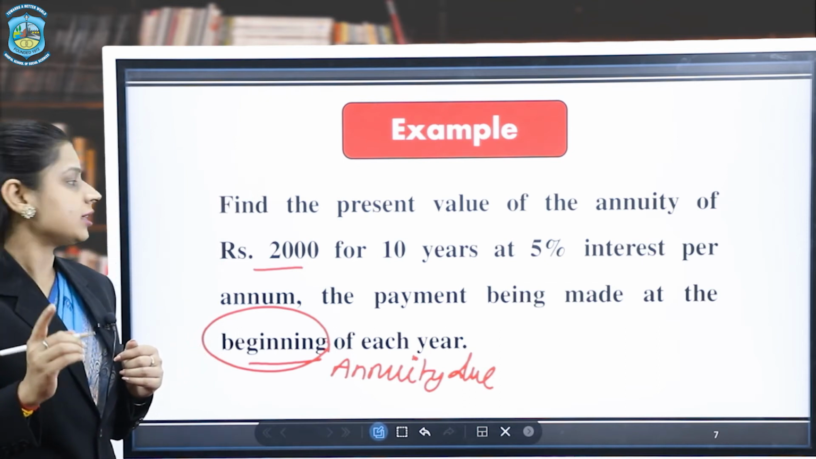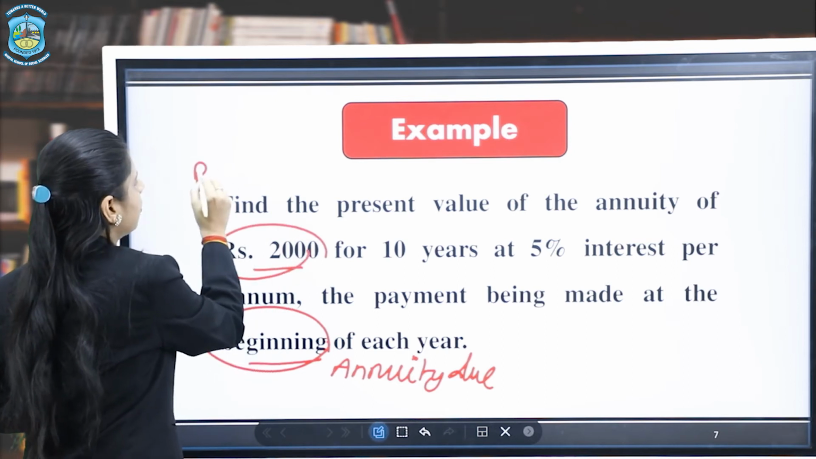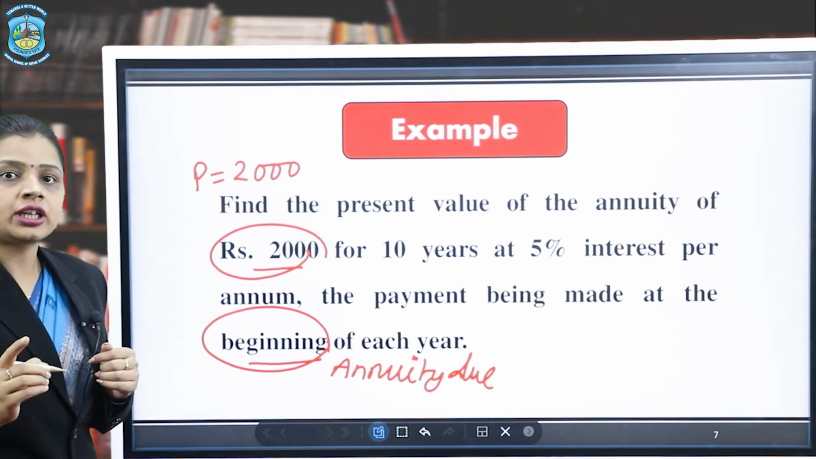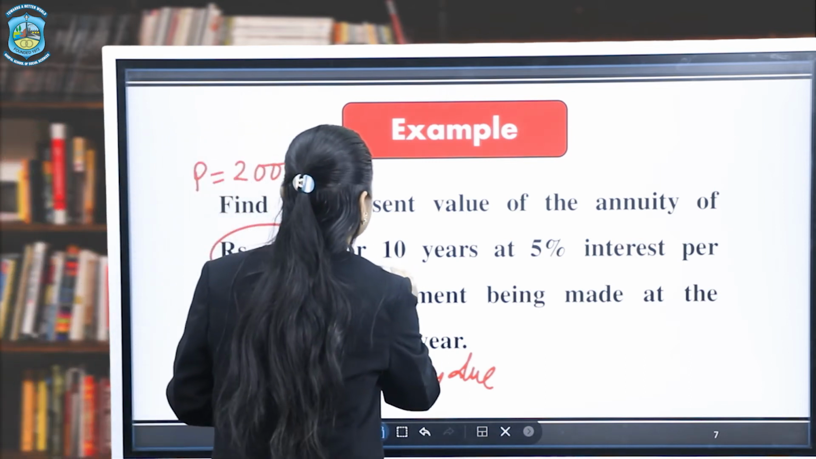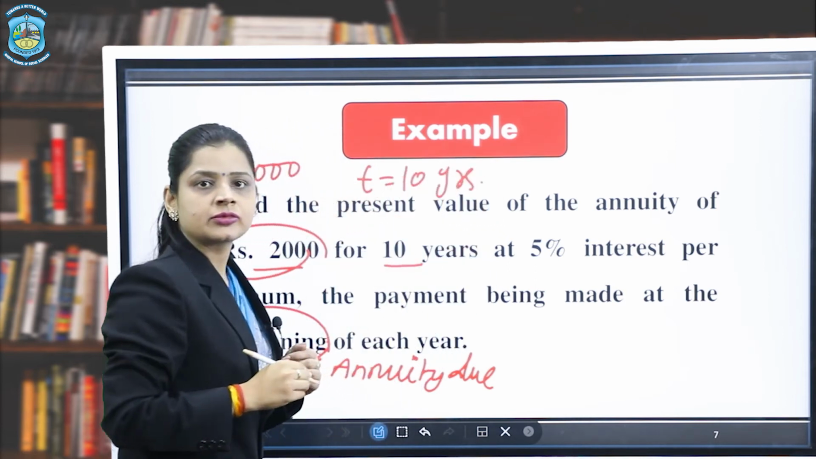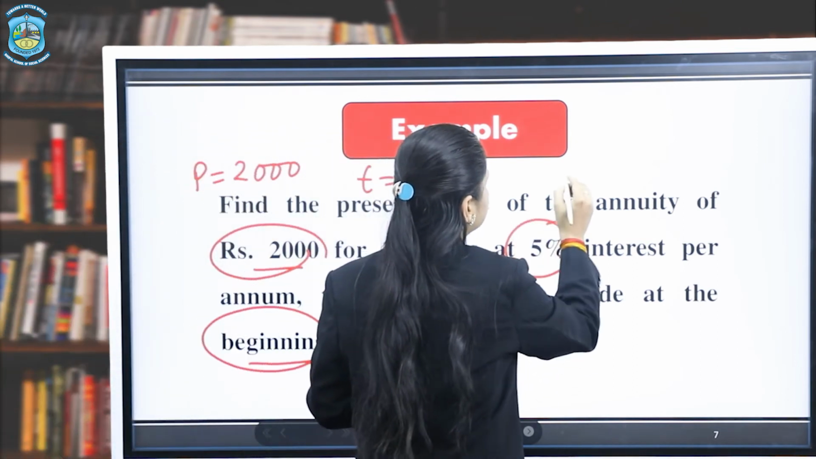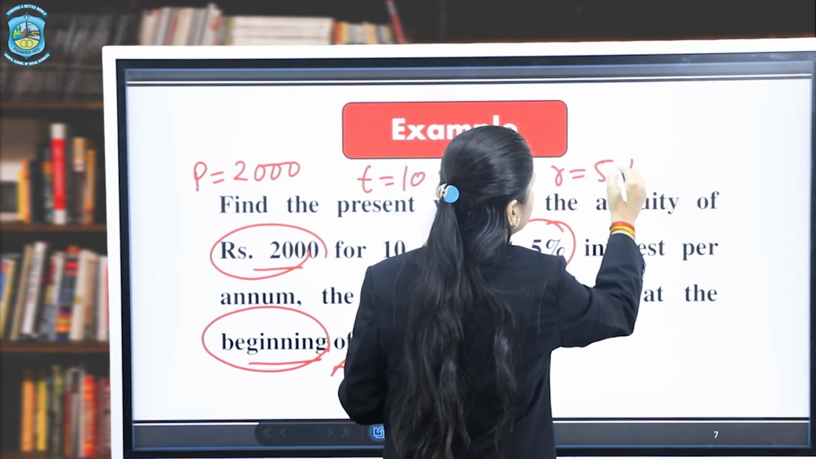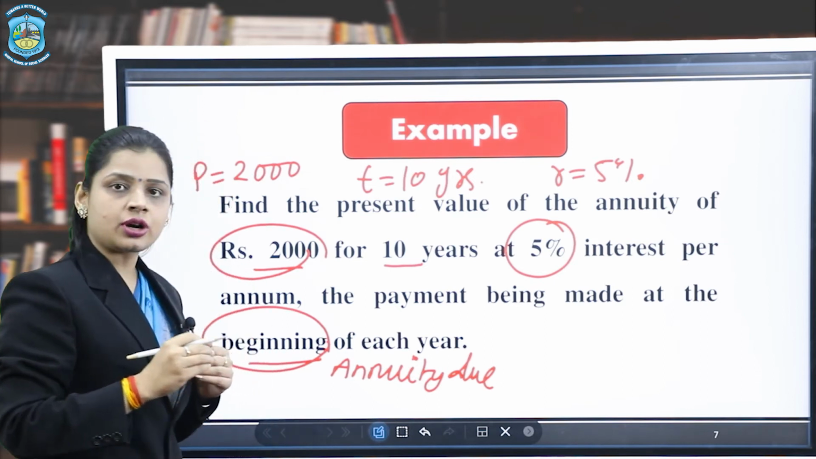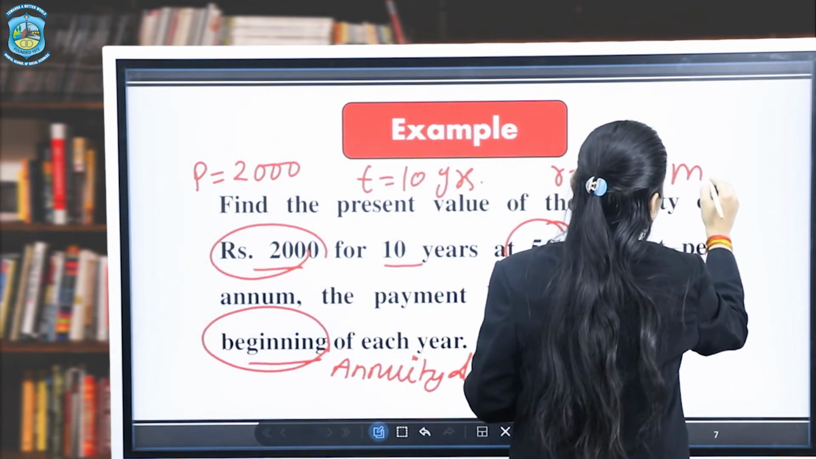Each installment is for rupees 2000. It means the value of P is 2000. Annuity is for 10 years, that is T equal to 10 years. The rate of interest is 5%. It means R equal to 5%. And the number of installments in a year is 1, that is M equal to 1.